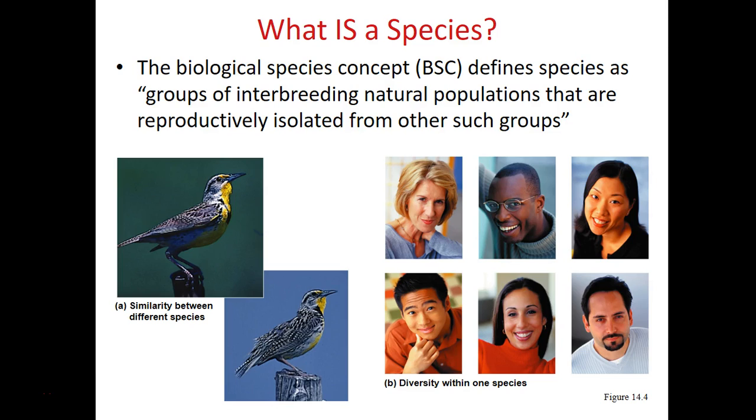So what that means is that there's something that's preventing you from reproducing with other individuals that it's found in nature. So, for example, you can have a lot of similarity between species. So here's the eastern meadowlark and the western meadowlark. They actually don't mate with each other. They have different courtship signals, different songs, and they are reproductively isolated from each other.